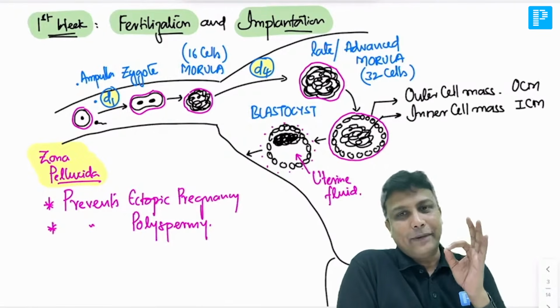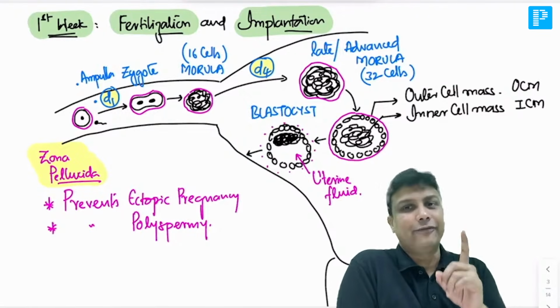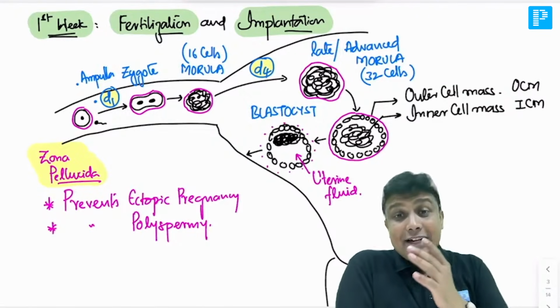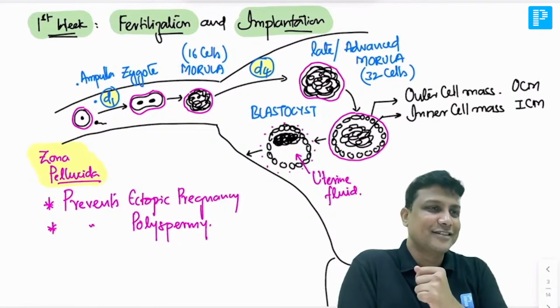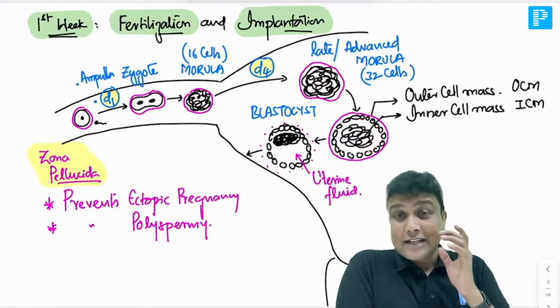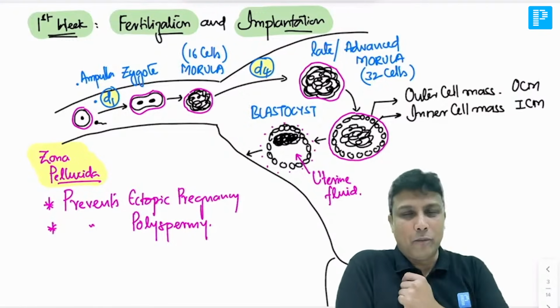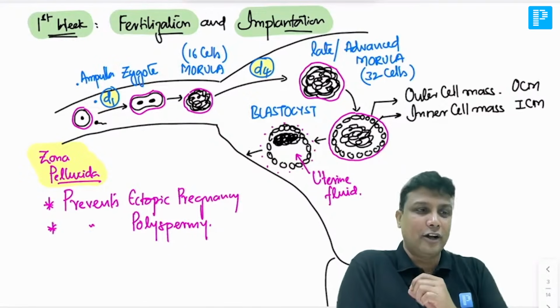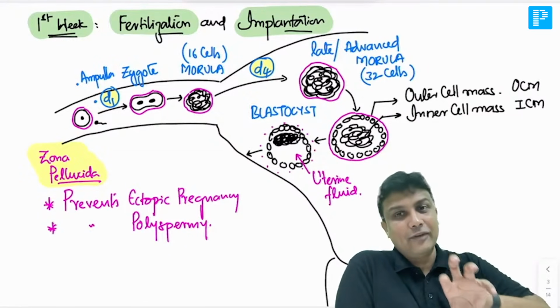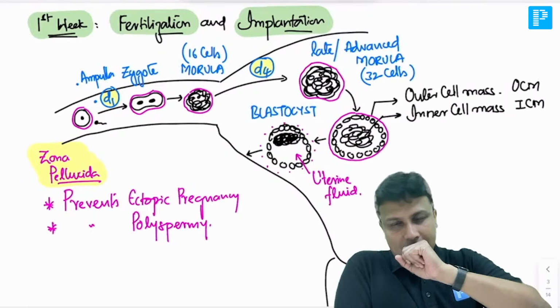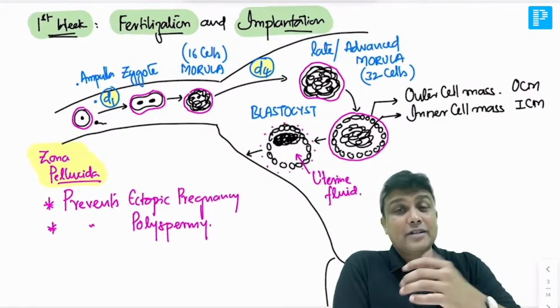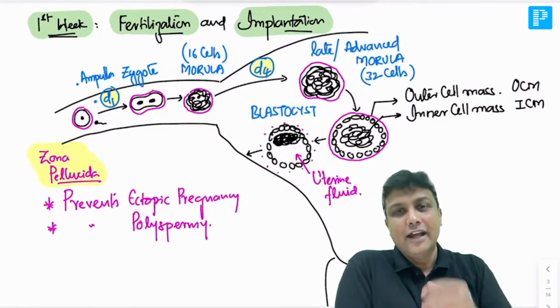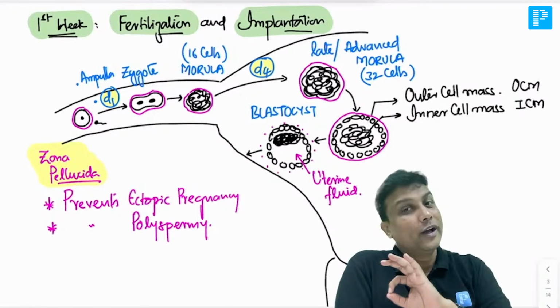Number one, what is happening on day one? Fertilization happens. What is the result of fertilization? The result of fertilization is the zygote. Zygote will multiply to form what? Morula. How many cells? 16 cells. That will multiply to form late morula. How many cells? 32 cells. And that will enter into the uterus. After entering the uterus, that is going to become what? Blastocyst. And that blastocyst will undergo implantation.